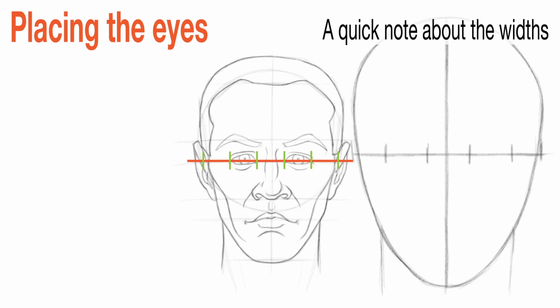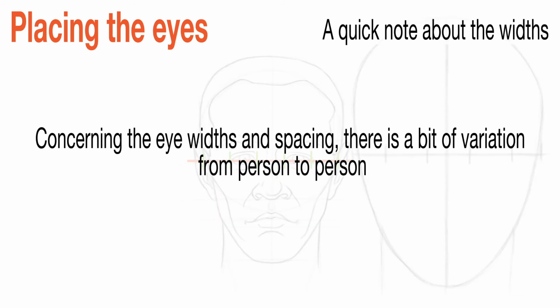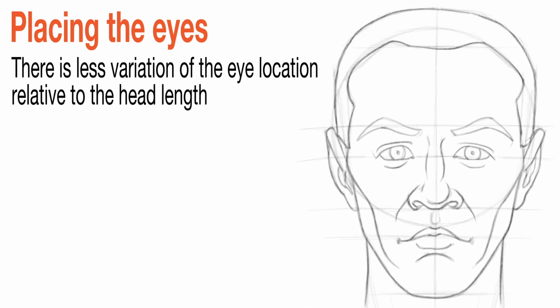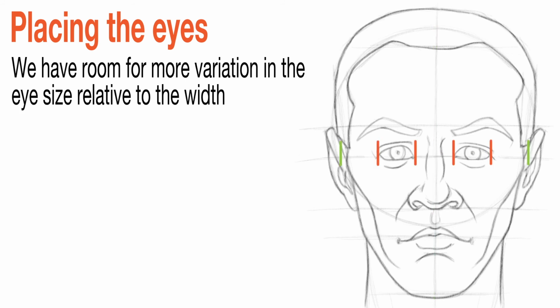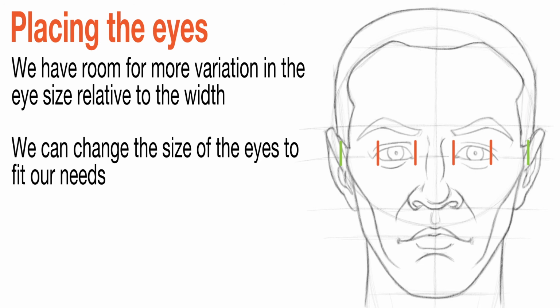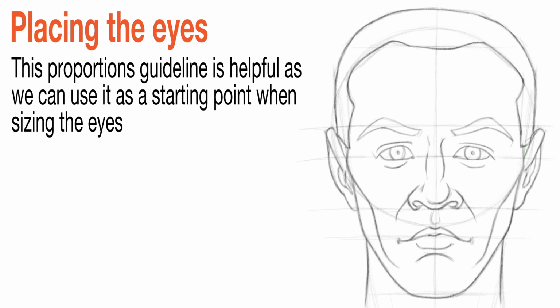There's one point I'd like to clarify here. If we're to examine the widths of the eyes of the people around us, we're going to find a lot of variation here. So with our first guide, we don't really have that much flexibility. The eyes need to be at or near the halfway point of the head. However, with that second rule, we have a little bit more flexibility, and we can very subtly change the size of the eyes to fit our needs. Still, this proportional guide is very helpful as it gives us a starting point to set up the width of the eyes. We can just make subtle adjustments to the width of the eye if we feel we need to.